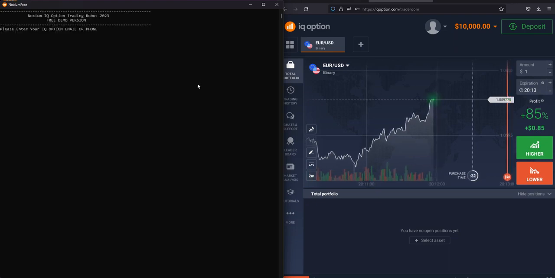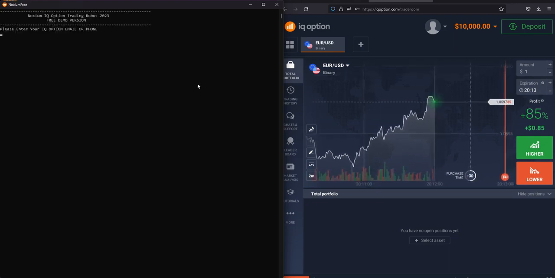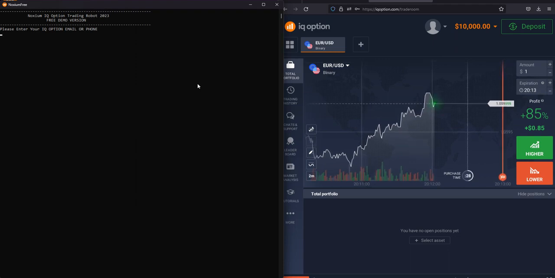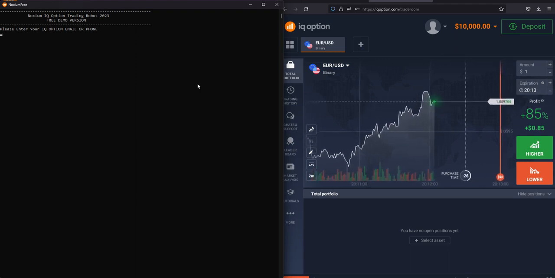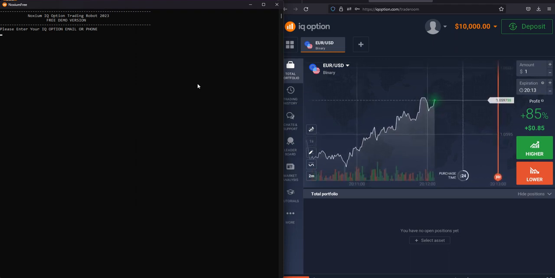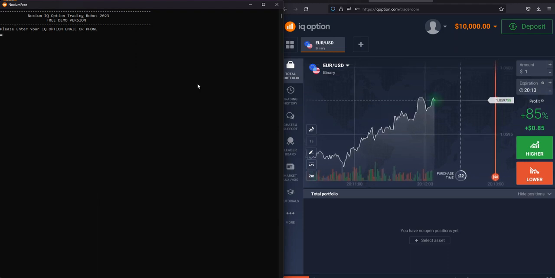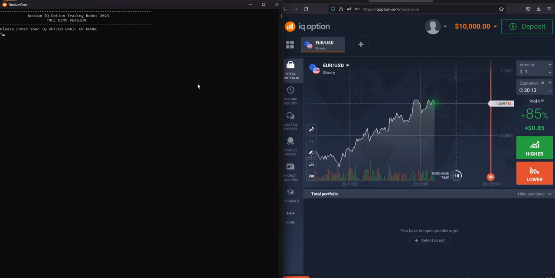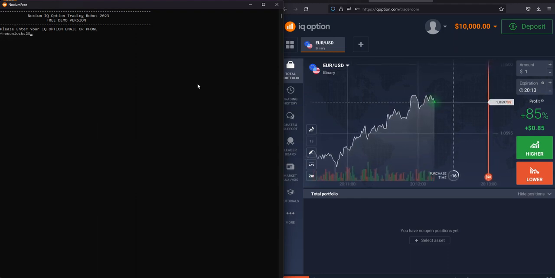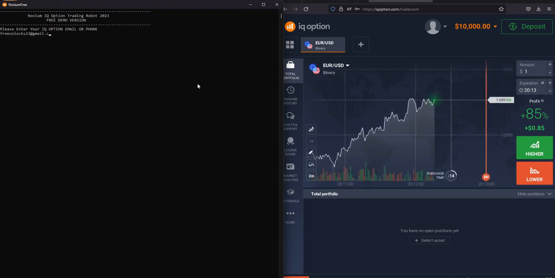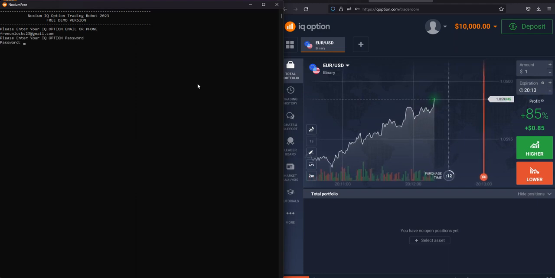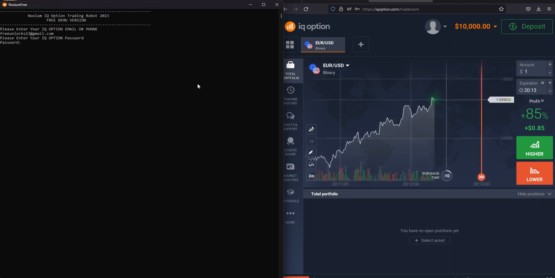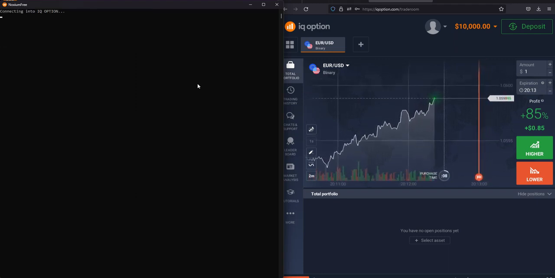Yes, right. We need to enter our iqoption email and password. Don't worry, this is totally safe. There's no phishing going on or stealing of your information. We're just using your information to log in to the server to trade. So I'm going to log into my user account that we're going to be trading with today. The password does not show for safety, but it's typing in there and you just hit enter.